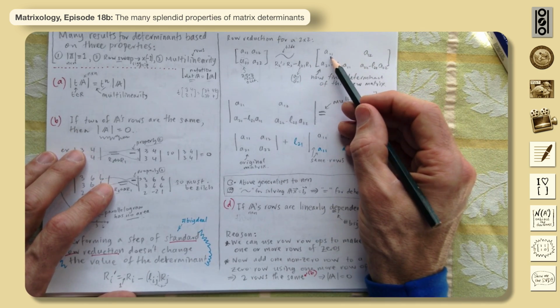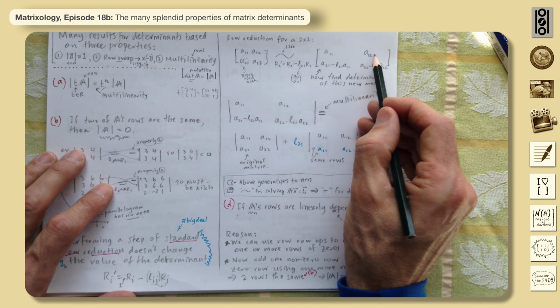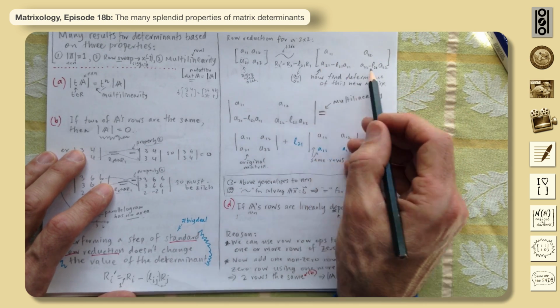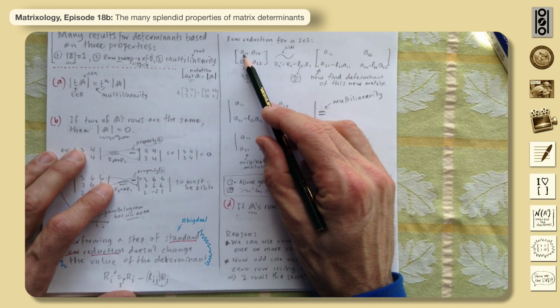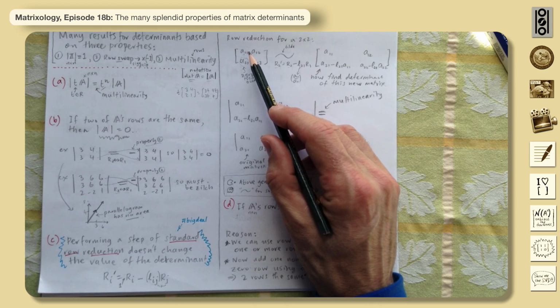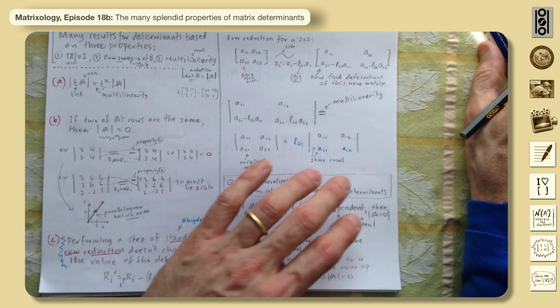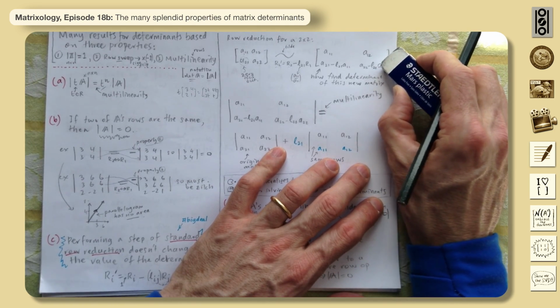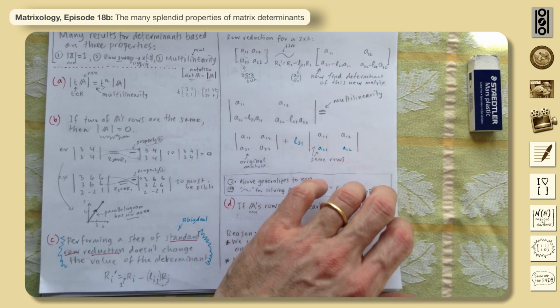Let's see, so the top row does not change. It's A11, A12. And then here's our row operation, right? So it's A21 minus L21 times the first entry up here. And then A22 minus the multiplier times, let's see, we got a little carried away there with the 2's, just got it wrong. Okay, yeah, A12.